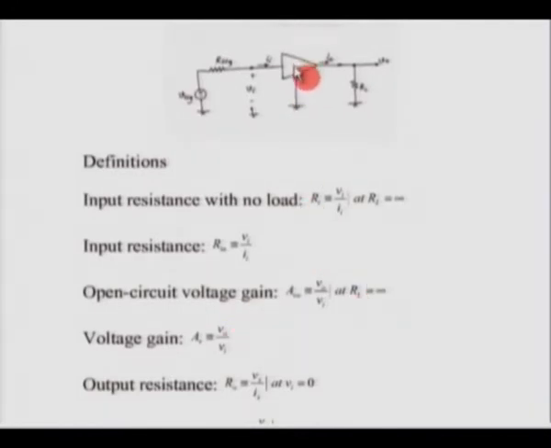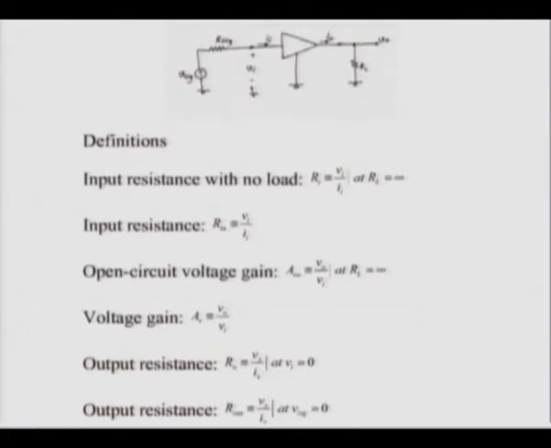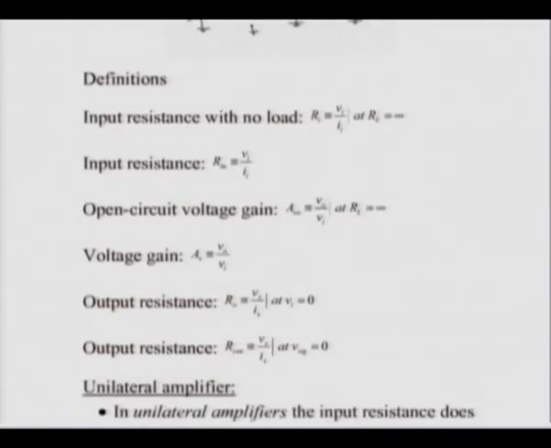Now, you might remember when we modeled the voltage amplifier, we had an open circuit voltage called AVO. Now, that open circuit voltage gain is defined as V out by Vi with RL infinity, or without RL here, and normal voltage gain is defined as V out by Vi with RL in place. Now, coming to output resistance, it is a bit more tricky.